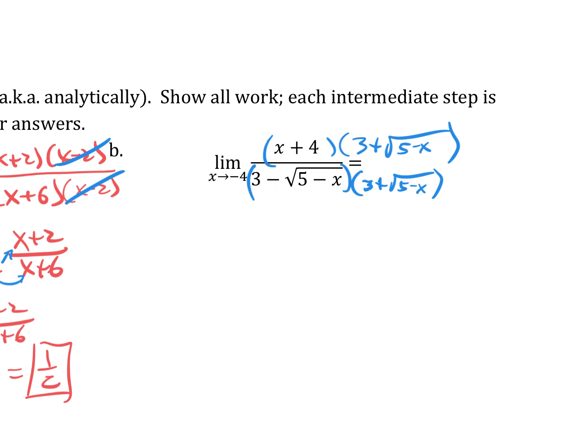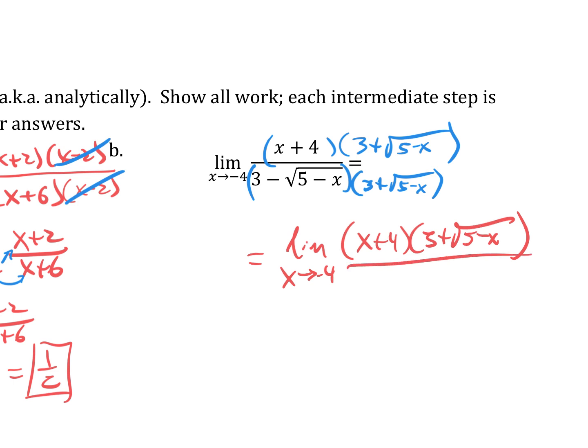Okay, so when we do that, we get the limit as x goes to negative 4. The top, nothing's going to happen there: x plus 4 times 3 plus the square root of 5 minus x. Leave it alone. Don't distribute that. Don't make a mess out of it. The bottom, square the first. 3 times 3 is 9.